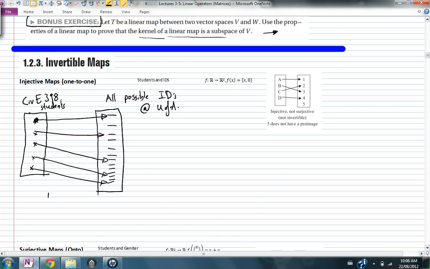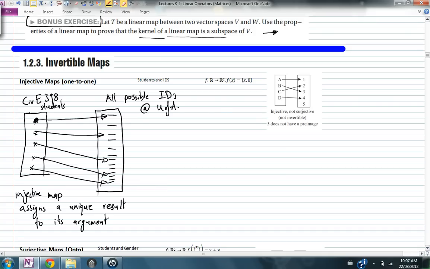So this map or this function, injective map, assigns a unique result to its argument.